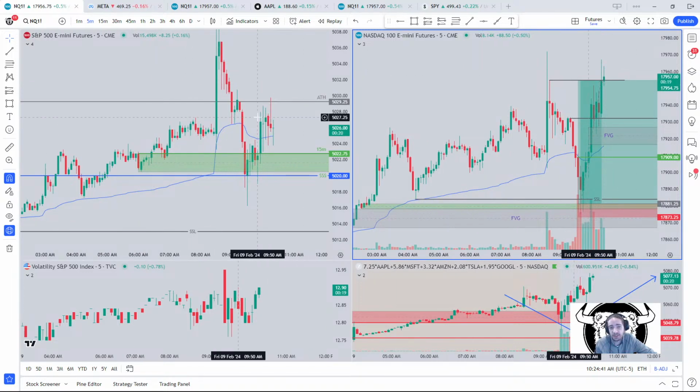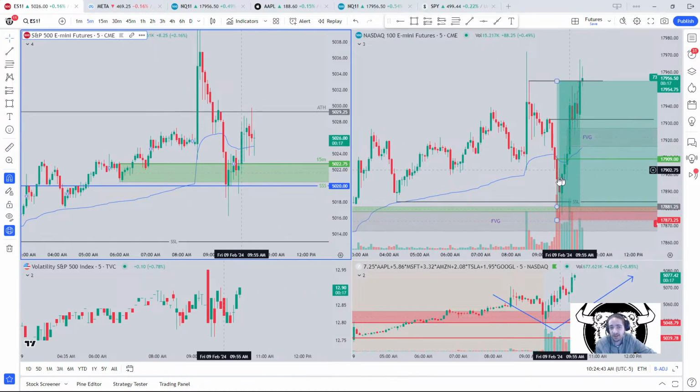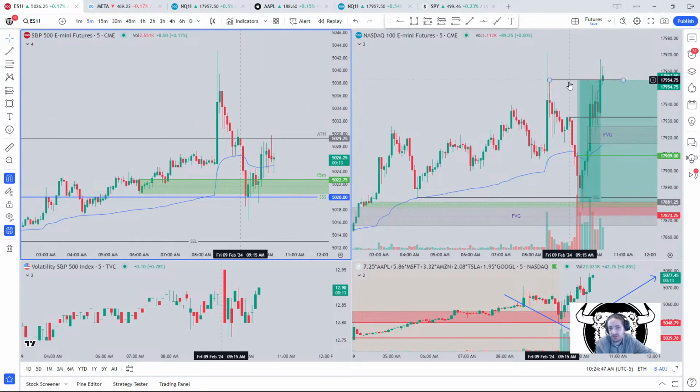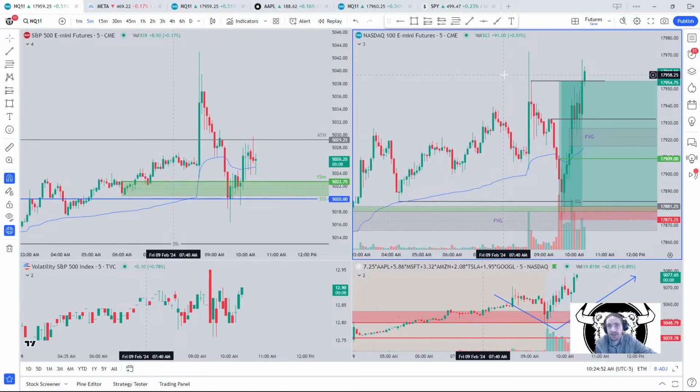And look how choppy ES has been, right? So there's, again, another reason why I'll take NQ over ES most of the time. NQ just moves a lot nicer, and it moved with this weighted index a lot nicer. What more can I say?